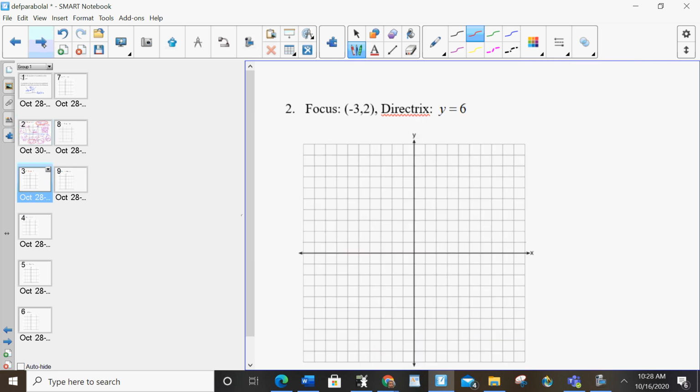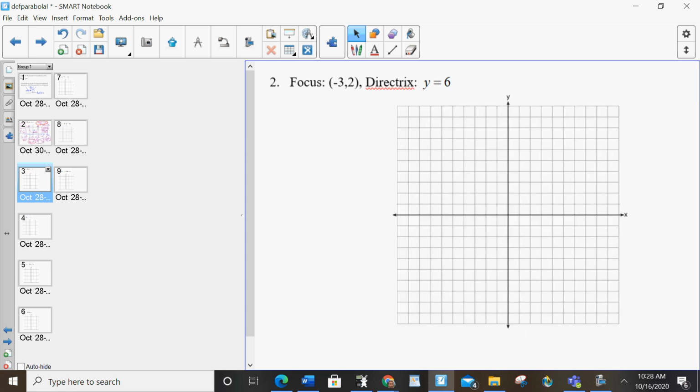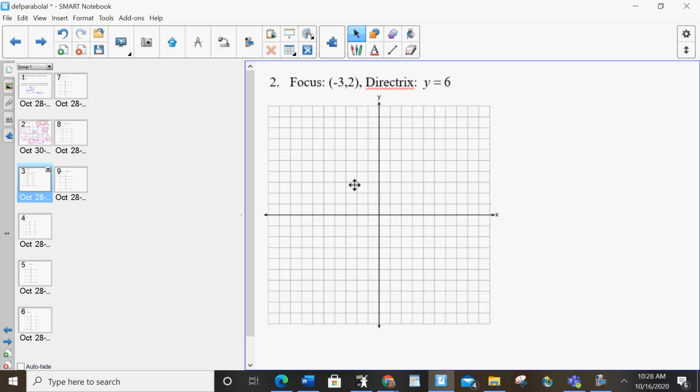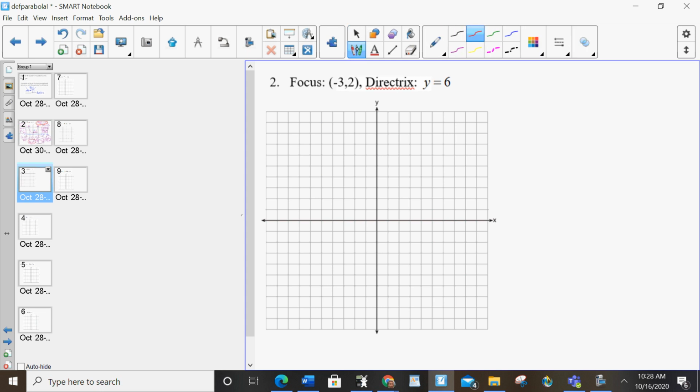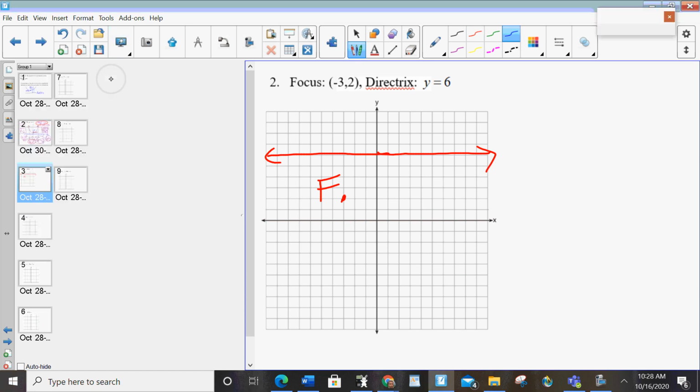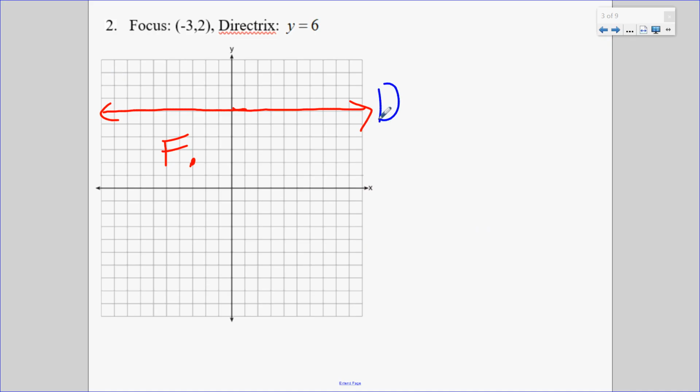Let's try another example. It's giving me the focus. It's giving me the directrix. So let's plot my focus, and my directrix. Now I'm missing the vertex. The vertex is always between the other two. So if it's 1, 2, 3, 4 between them, it's going to be 2 from each. That's my vertex. That's (-3, 4).